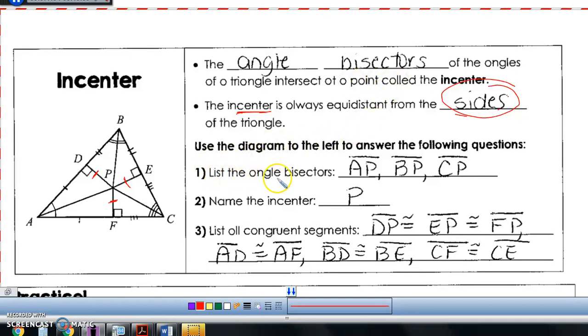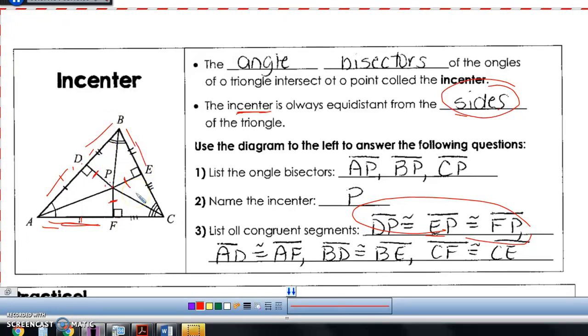So list all the angle bisectors, and so PB, PC, and PA were the angle bisectors. Your incenter is P, and then you'll see DP, EP, and FP are all congruent. They are equal distance from the sides. And then, of course, you have all your line segments that are equal. So you have AD and AF because they are equal distance. You have FC and EC. They are equal distance. BD and BE are equal distance.